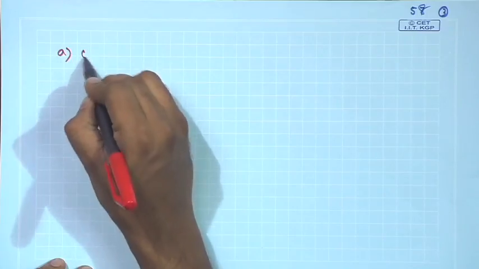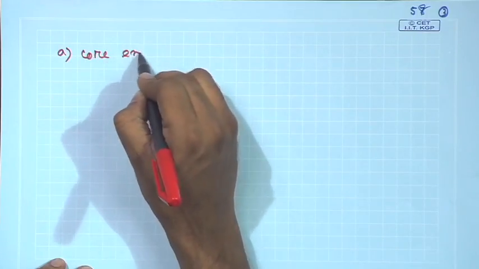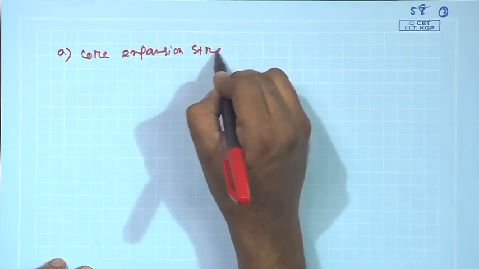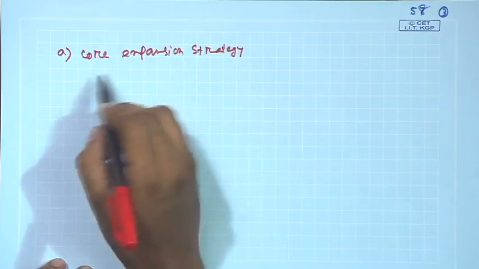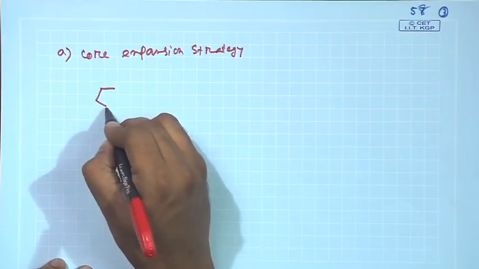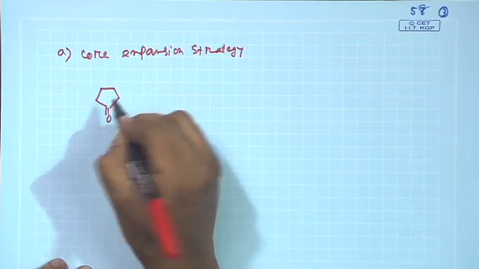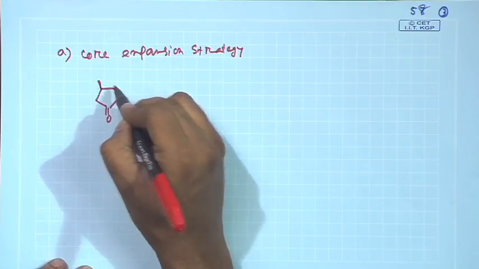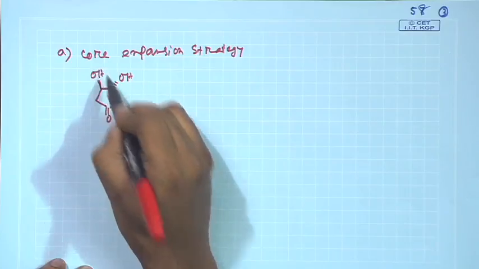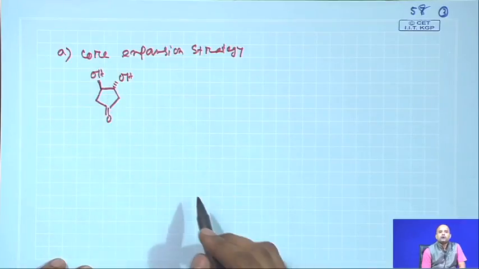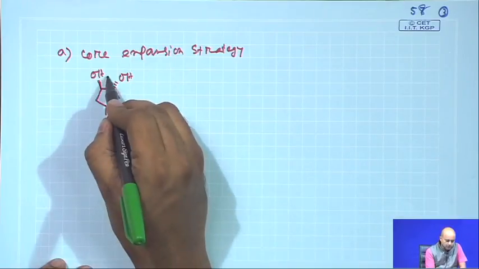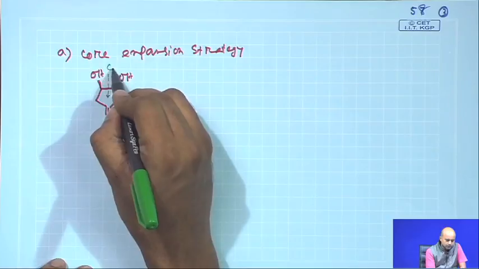In the case of core expansion, I will just explain what the core expansion strategy is. We are discussing the case where we have a C2 symmetric target molecule. Now, I will give you a target molecule. The target molecule structure is 3,4-dihydroxycyclopentanone. Now, see the stereochemistry, this molecule has a nice C2 symmetry.